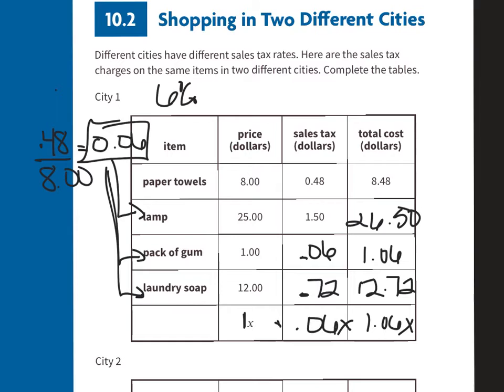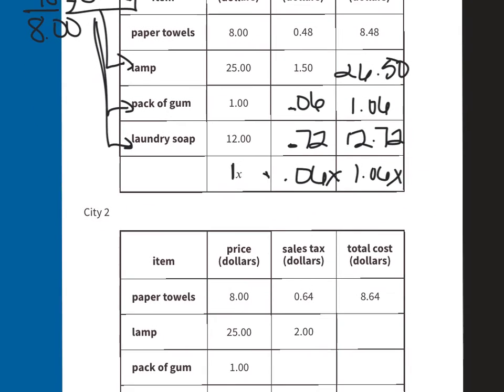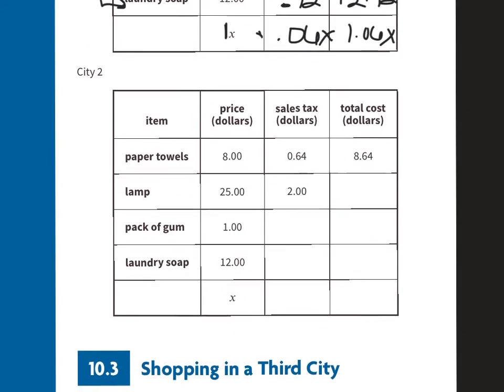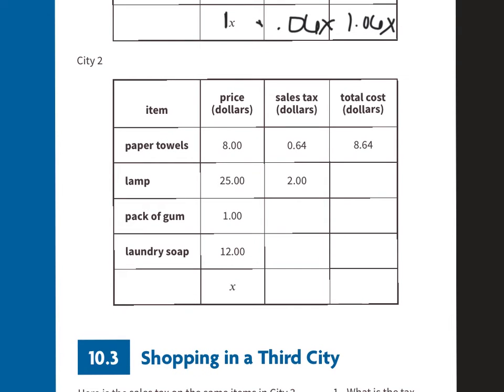City number 2, we do the same thing. The sales tax has changed, though. So if we go 0.64 divided by 8, it's 0.08. So that's 8% sales tax here. So I'm just going to get 0.08 times all of these. So 1 times 0.08 is 0.08.